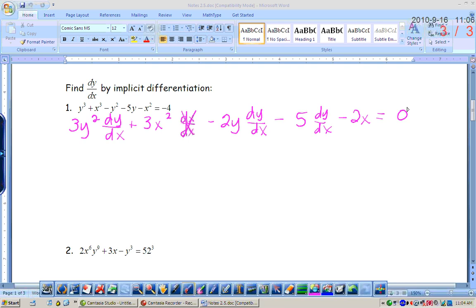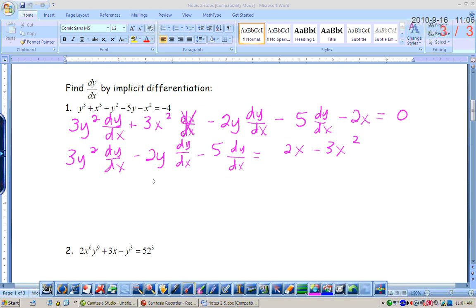So the way I'm going to solve for dy dx is I'm going to take every single term that has a dy dx in it, and I'm going to leave it on the left side. And any term that does not have a dy dx in it, I'm going to move to the right side. So 3y squared dy dx minus 2y dy dx minus 5 dy dx equals 2x minus 3x squared. Instead of dy dx, you could call it y prime.